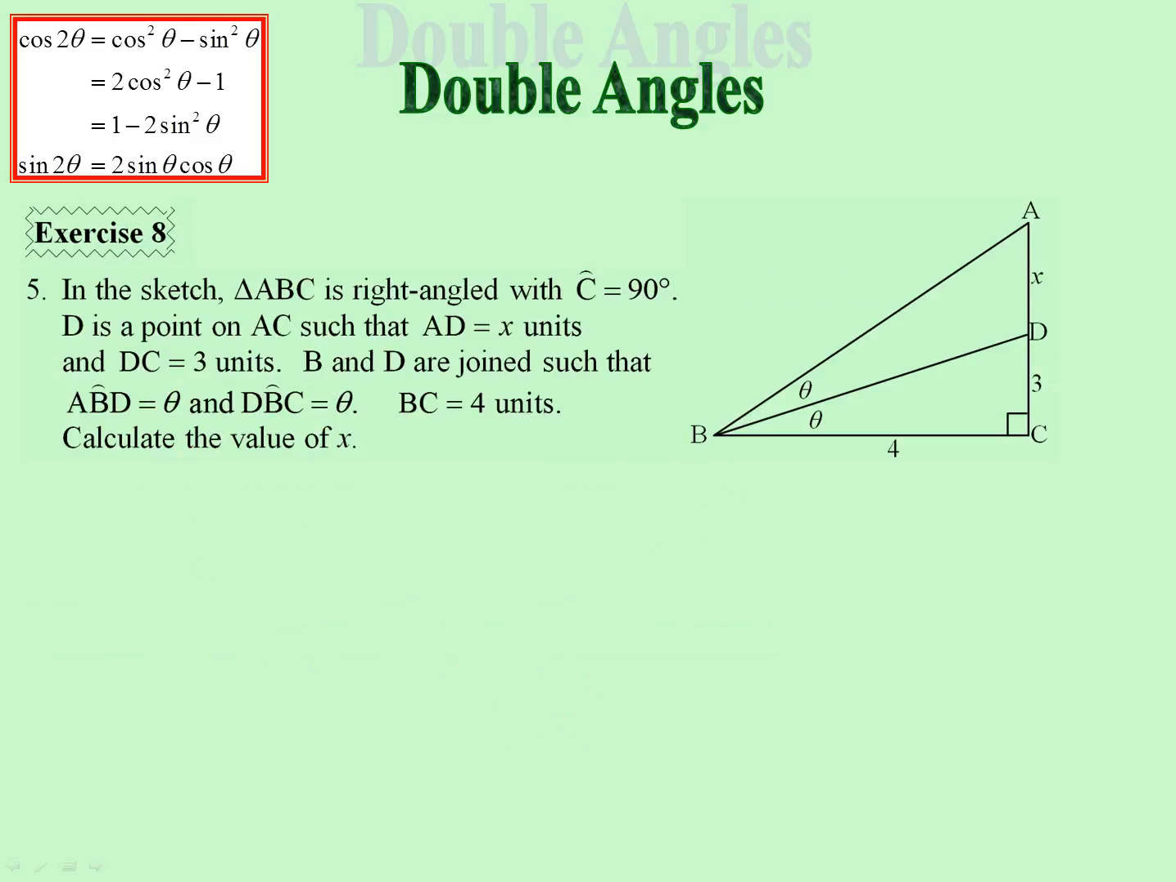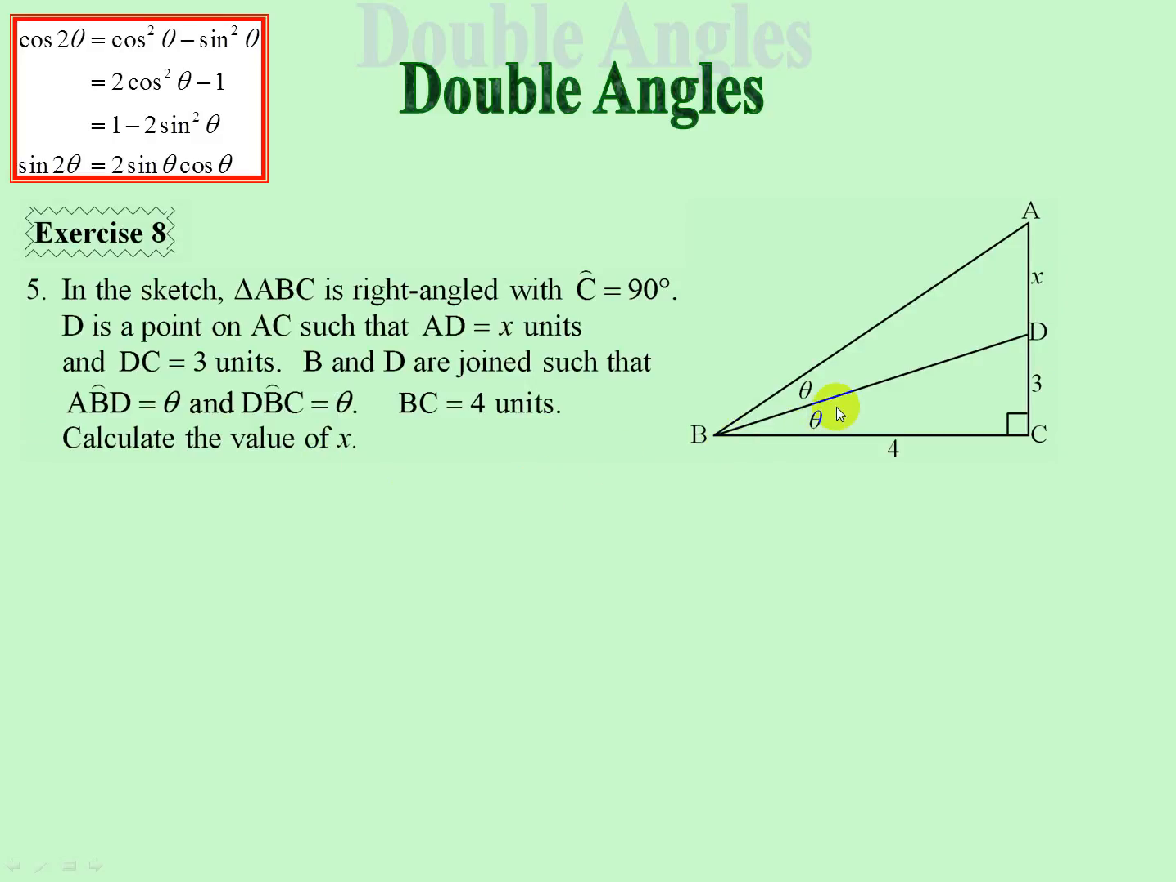Number 5. There we have a right angled triangle, C is 90 degrees. D is a point on AC, such that AD is x units, DC is 3 units. B and D are joined so that it bisects this angle. BC is 4 units. Calculate the value of x.